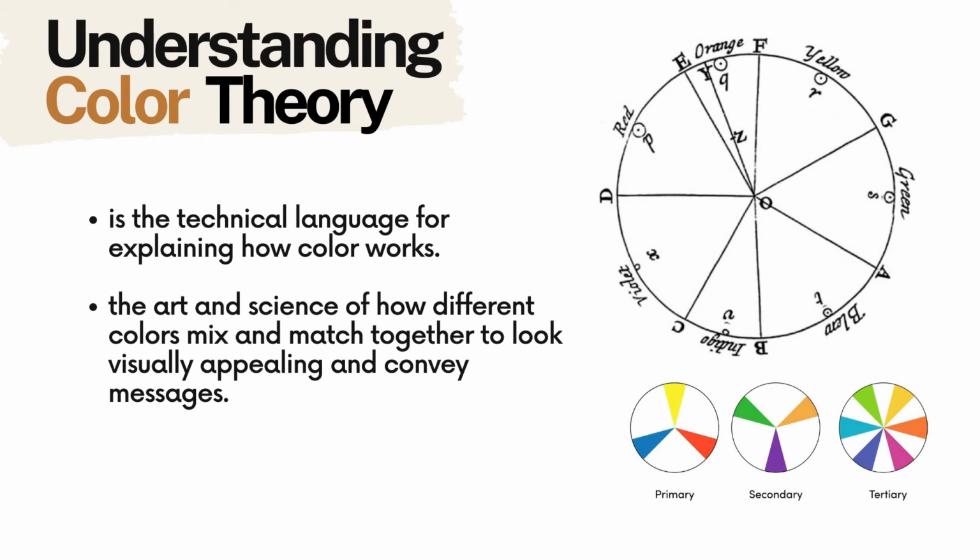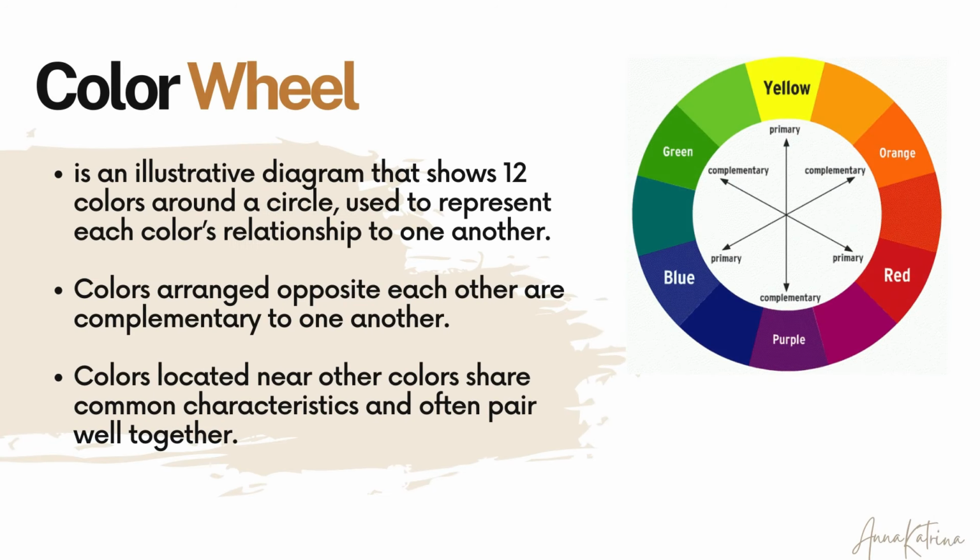Color theory is the technical language for explaining how color works. It's the art and science of how different colors mix and match together to look visually appealing and convey messages. The basic visual tool for understanding color theory is the color wheel, which has long been an educational hands-on tool for learning and discovering colors. A color wheel is an illustrative diagram that shows 12 colors around a circle, used to represent each color's relationship to one another. Colors arranged opposite each other are complementary to one another. Colors located near other colors share common characteristics and often pair well together.